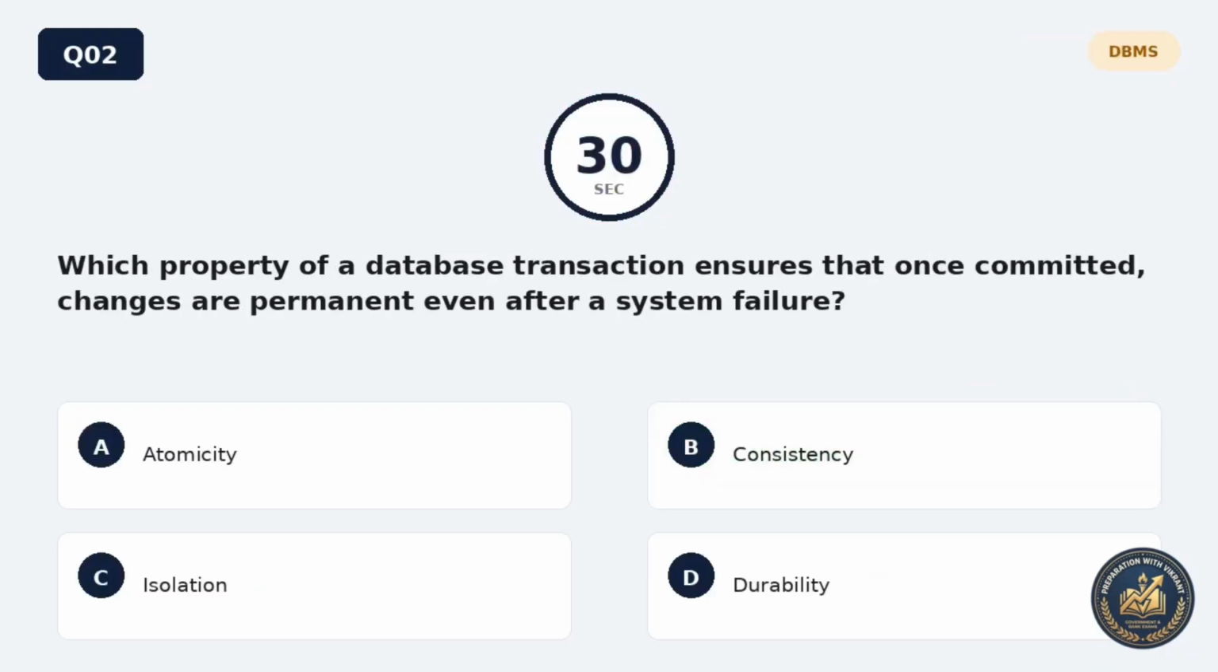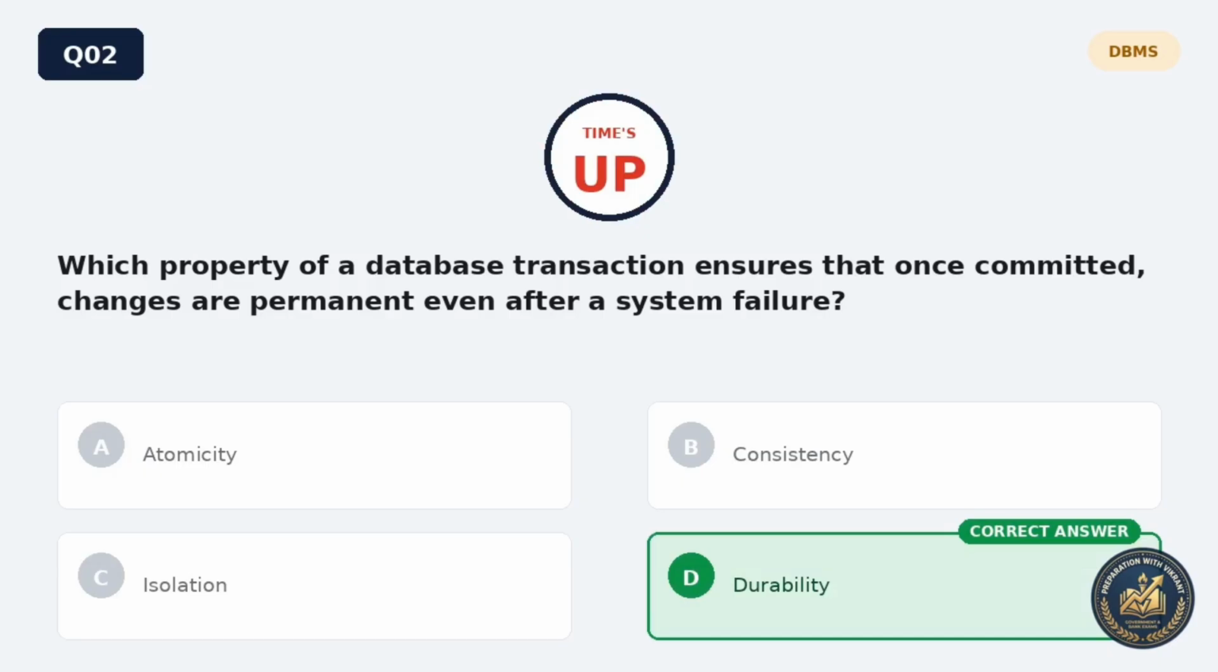Moving to next question. Which property of database transaction ensures that once committed, changes are permanent even after a system failure? So the correct option is option D, durability.